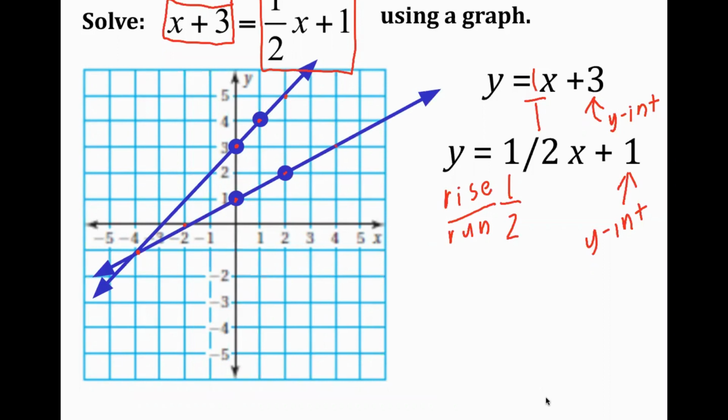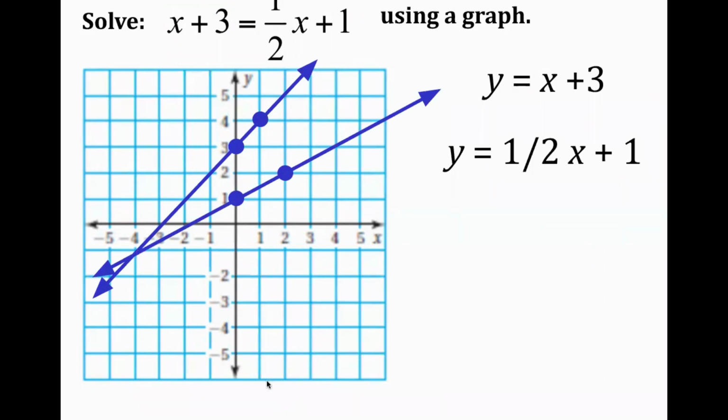And let's look at our point of intersection. Our point of intersection is -4, -1. And again, we only need our x value for a solution. So our x value is -4, and our final solution would be x equals -4.